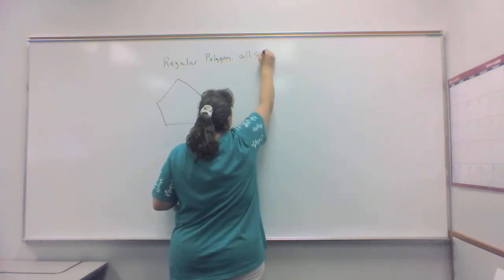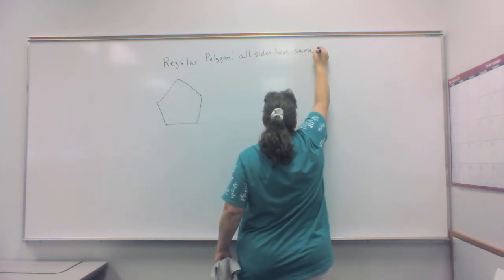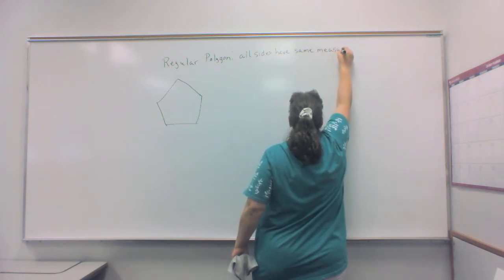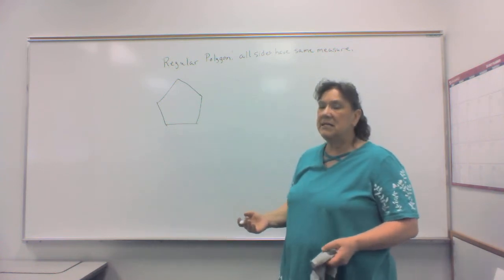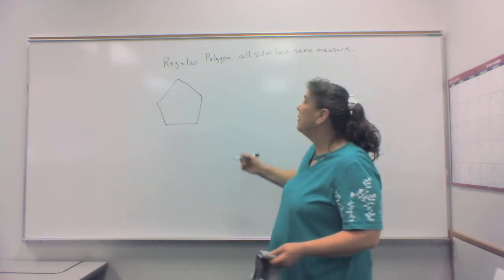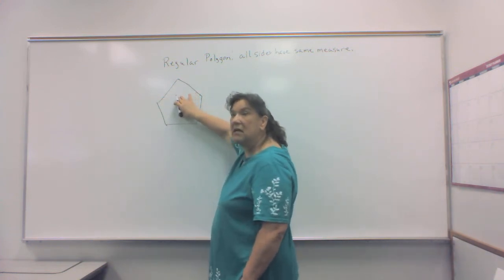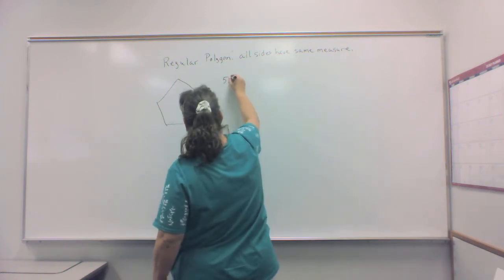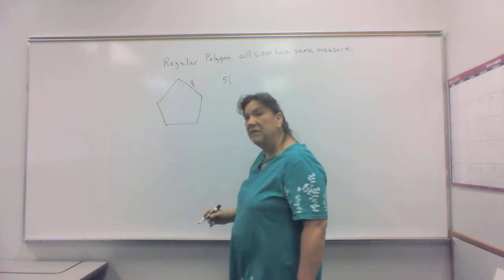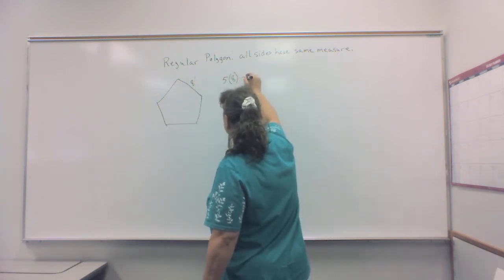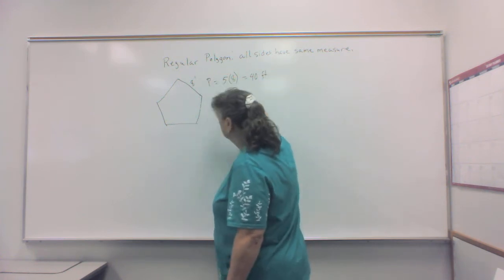All sides have the same measure. So naturally, calculating the perimeter of a polygon is really, really easy, because if it's a regular polygon, all you have to do is, in this case, it's a pentagon, so it has 5 sides, 5 times whatever the measure of the side is, and let's say it's 8 feet. So it'd be 5 times 8 is equal to 40 feet. And that would be the perimeter.